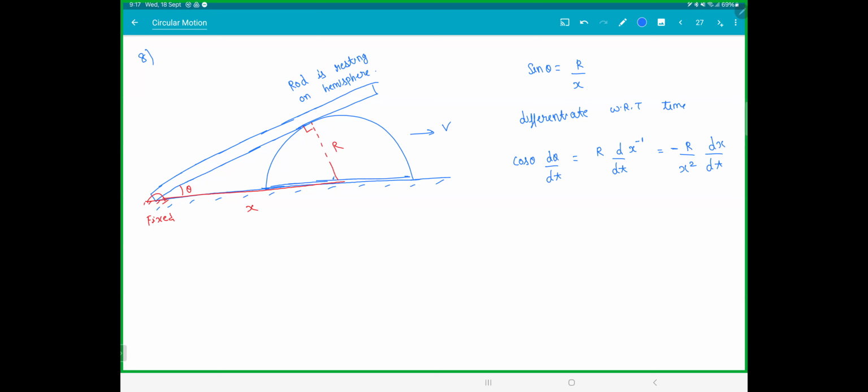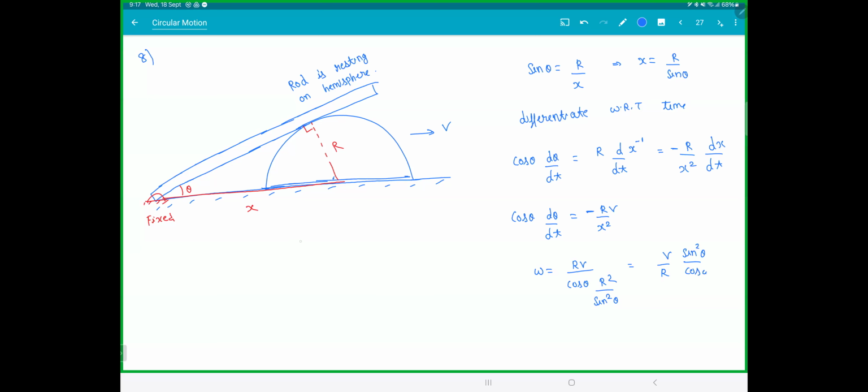Isn't it? X power n का differential, n is minus 1 here. So this would be cos theta d theta by dt is again minus r by x square dx by dt is v. But what is x? X is nothing but r by sine theta. I don't want x in the answer, so this will be omega rv cos theta. X is nothing but r square by sine square theta. V by r, that would be sine square theta by cos theta.